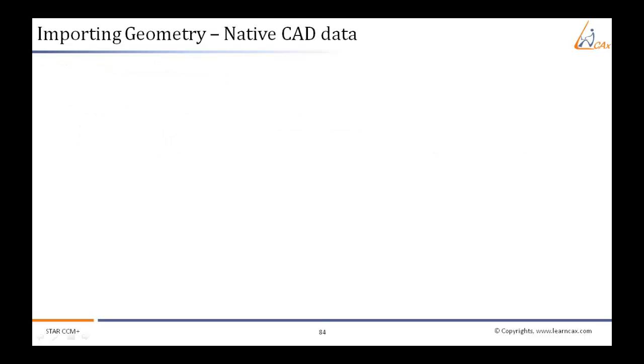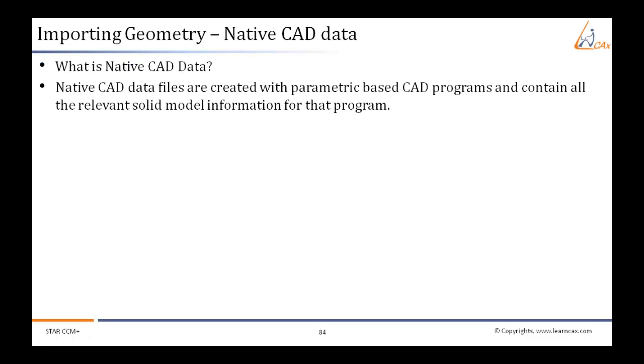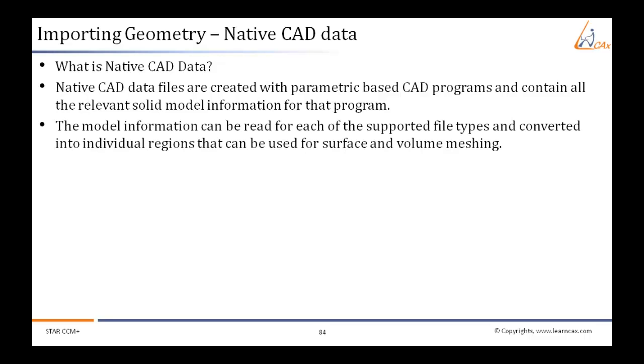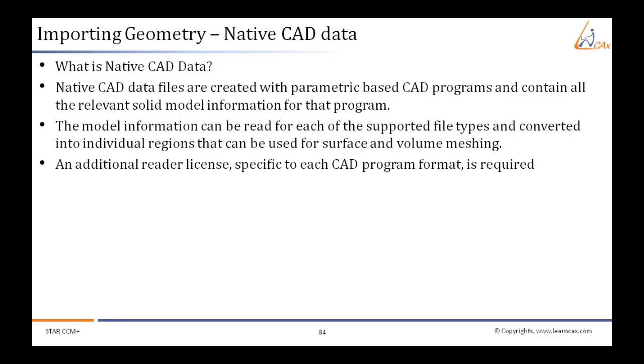Another important concept is the native CAD data. Native CAD data files are created with parametric based CAD programs and contain all the relevant solid model information for that program. The model information can be read for each of the supported file types and converted into individual regions that can be used for surface and volume meshing. An additional reader license specific to each CAD program format is required in order to read the native files.